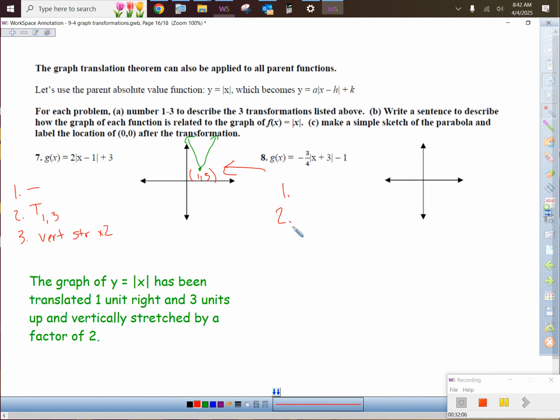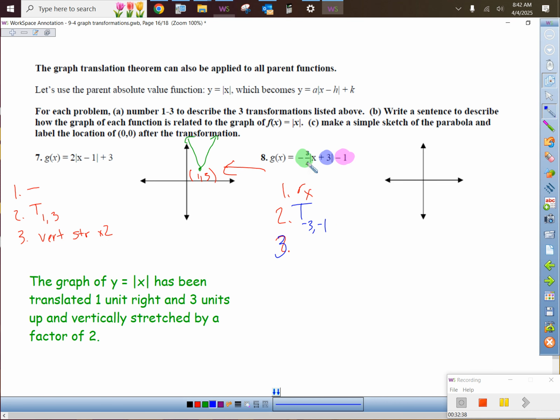So what do you think? Again, highlighting for those who are visual learners like myself, has it been reflected over the x-axis? Yes. So this will make a V shape that opens which way? Up or down? Down. Translated, what did you put for numbers? -3, 1 or -1? -1. All right, so 3 units left, 1 unit down.